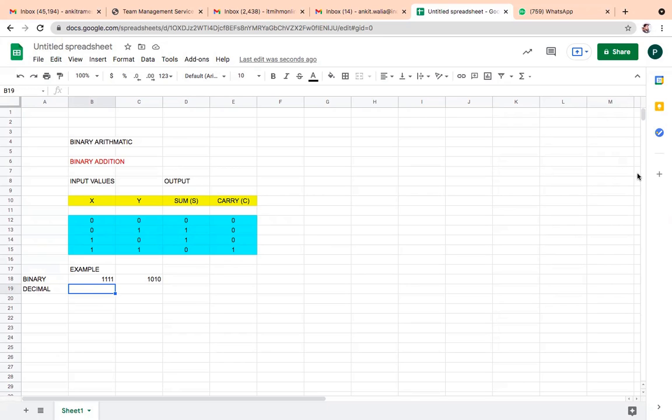Decimal number of 1111. Yesterday, I think we did this. So 15, yes, correct. What about 1010? 10. Yes, it is 10, correct. Then everyone, 1111 is 15 and 1010 is 10. Yes, students, it's clear.